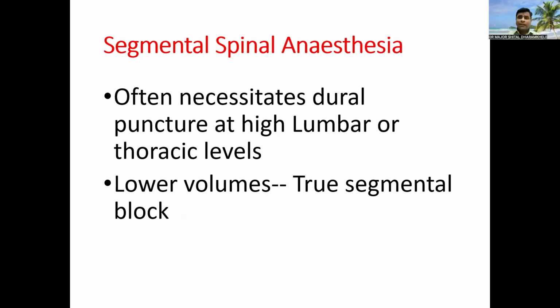But in case of segmental spinal anesthesia, we give spinal anesthesia at the level of high lumbar, like L1, and the thoracic level, like uppermost level is T4. And in this case, we use very low volumes. And when we use very low volume, that is a case where the patient has a true segmental spinal block.